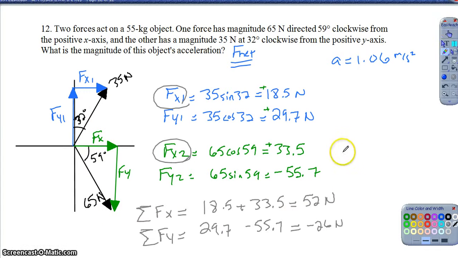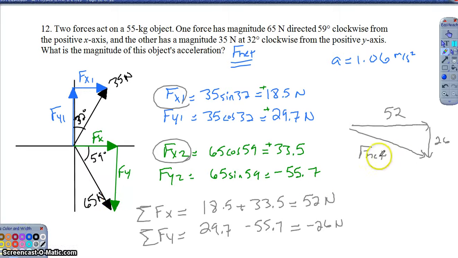So then my final triangle for the net force would be over 52 and down 26, and then I would find the hypotenuse of that to find my net force. So I'm going to go ahead and do that, just doing the Pythagorean theorem. So setting up the Pythagorean theorem and solving for my net force, the magnitude of my net force ends up being 58.1. And notice I'm not worried about the direction because this one didn't ask me, it just asked me for the magnitude of the acceleration. So I don't care about the direction. So the magnitude of the net force is 58.1.